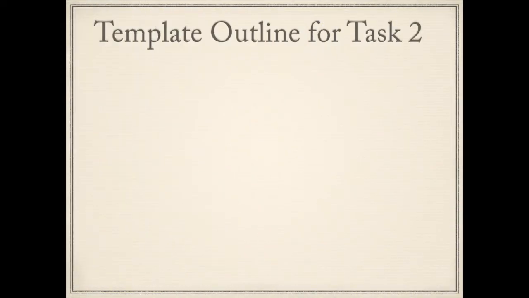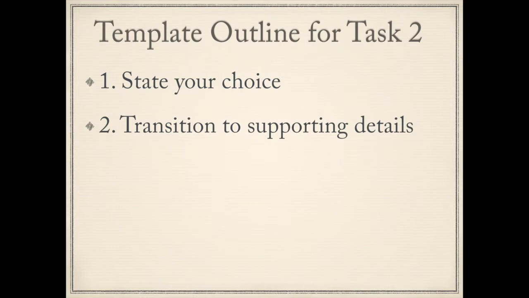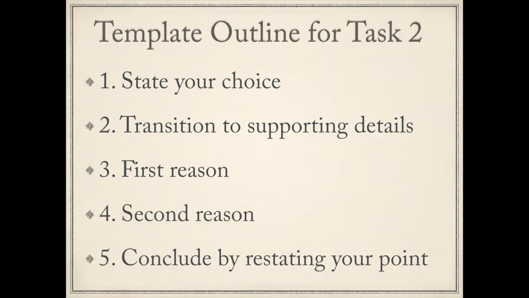So what about task 2? Task 2 is the closed choice. So you will have to choose a preference or choose whether you will agree or disagree. So you'll have limited choice. So state your choice, transition to supporting details, give your first reason, give your second reason, and then conclude. So it's very similar to task 1, except that you will state your choice at the beginning.